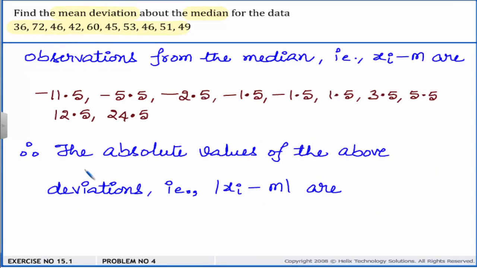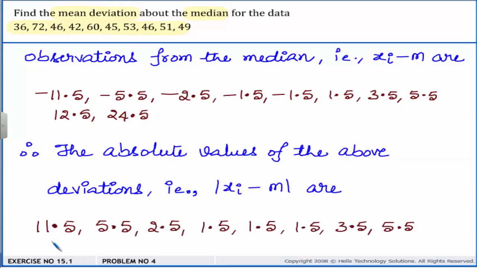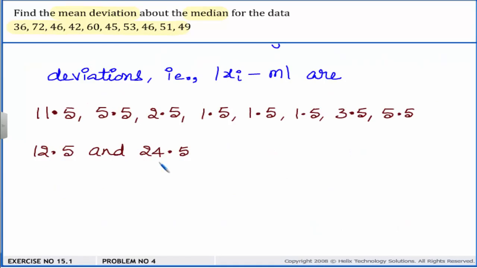Therefore, the absolute values of the above deviations, that is, modulus of xi minus m, are 11.5, 5.5, 2.5, 1.5, 1.5, 1.5, 3.5, 5.5, 12.5 and 24.5.